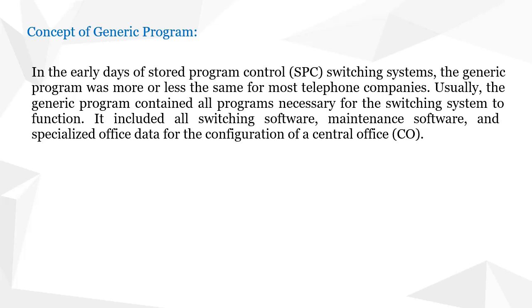Now let's discuss the concept of the generic program. In the early days of stored program control (SPC) switching systems, which we have discussed in the second module, the generic program was more or less the same for most telephone companies. Usually, the generic program contained all programs necessary for the switching system to function. It included all switching software, maintenance software, and specialized office data for the configuration of a central office. So in earlier switching systems, this generic program was more or less common for all the telephone companies, residing in the same memory.